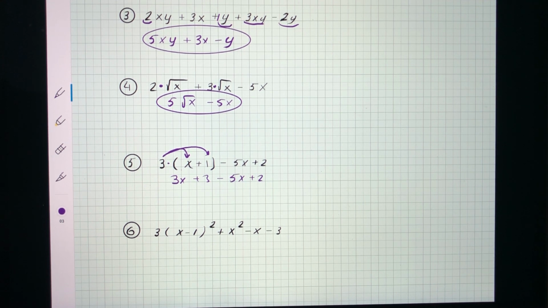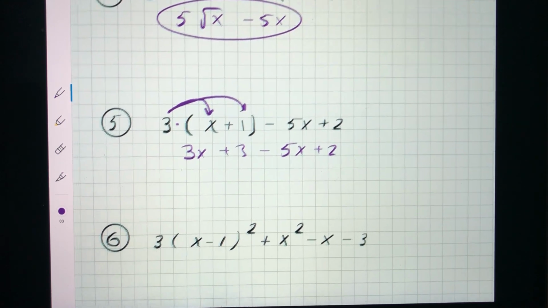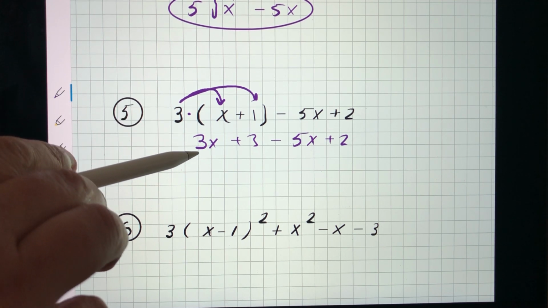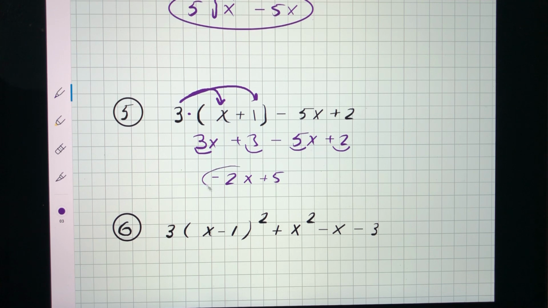Let's zoom in a bit. So now we combine like terms. We have finished multiplication, there is no division. 3x minus 5x are like terms. 3 minus 5 will make negative 2x, and plus 3 plus 2 makes plus 5. So this is our answer to example number 5.